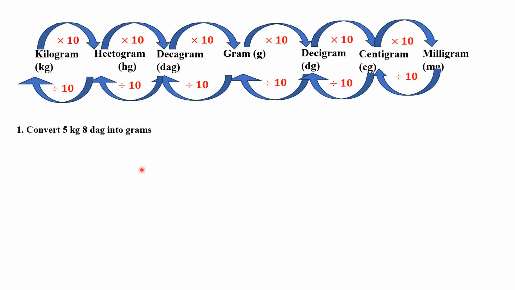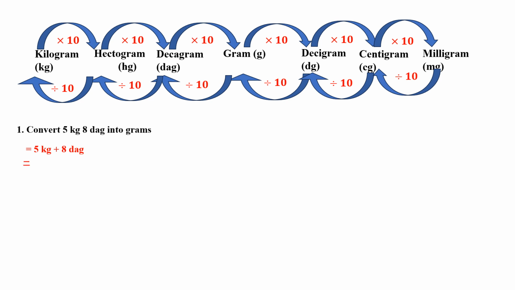So this is the first question. Now you have to convert 5 kg 8 decagram into grams. Now please pause the video and try to solve it by yourself, and then later on you can check your answer. So 5 kilogram and 8 decagram, both you have to convert in grams.